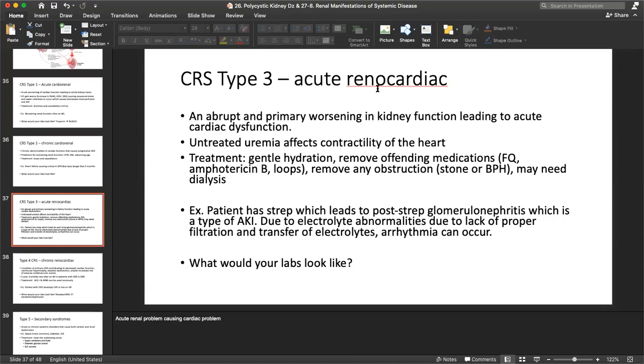Okay, acute renocardiac. So an acute renal problem is causing an acute cardiac problem. So uremia, affecting the contractility of the heart. So hydrate the patient, get rid of bad medications, get rid of the obstruction. They may need dialysis.